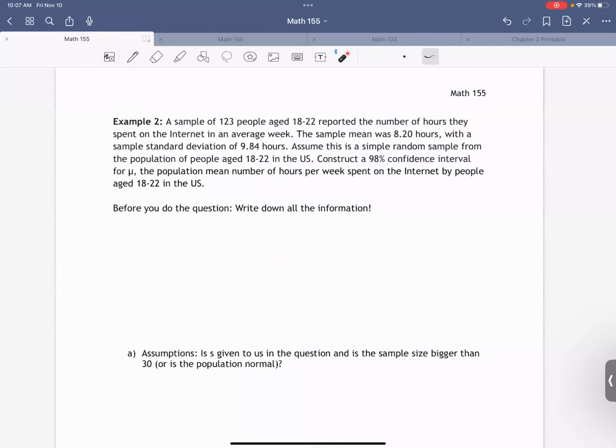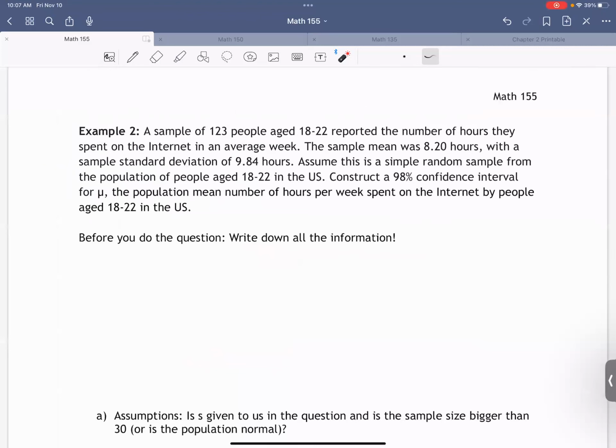Okay, so the hardest part of these questions is you're going to be given a huge paragraph. You're going to have to sort through the numbers in the paragraph and figure out what means what. Let's see. We have a sample of 123 people. I guess that's the size of our sample, right? So, all right, n equals 123. Okay. Age 18 to 22, they reported the number of hours they spent on the internet. The sample mean was 8.20.